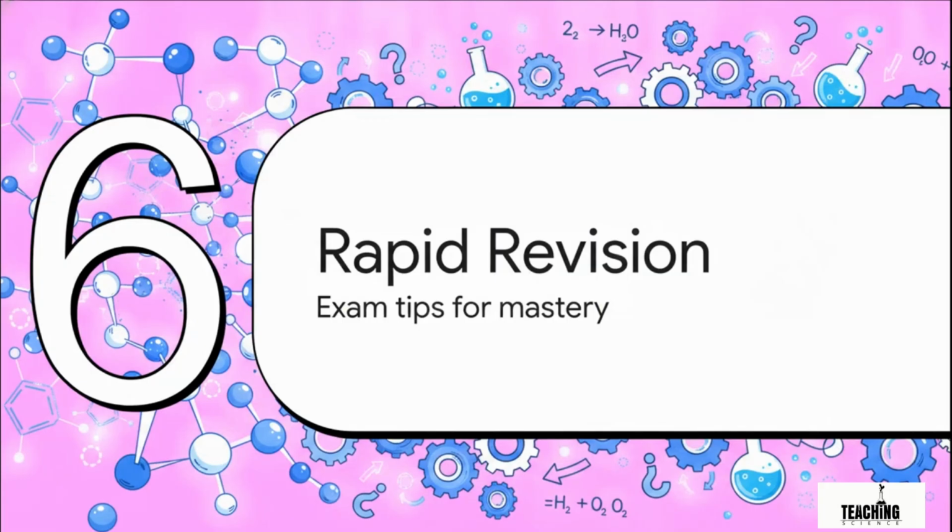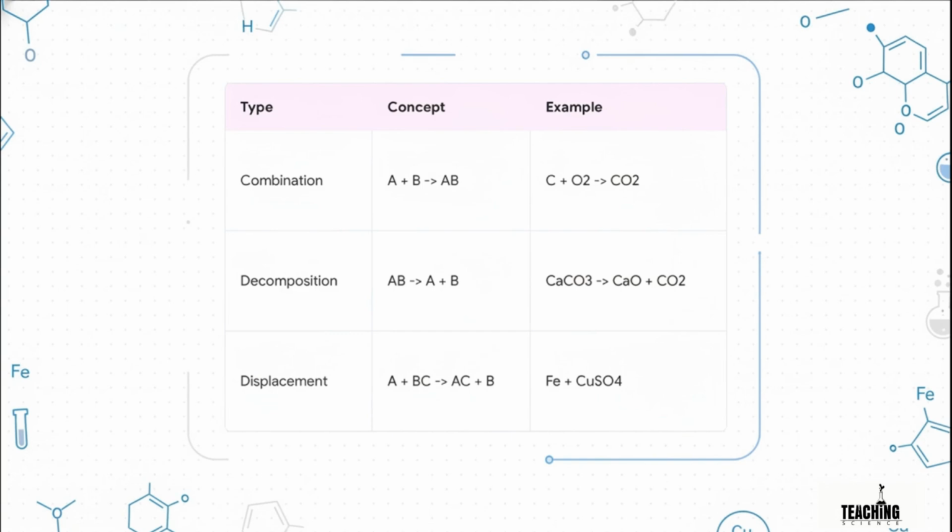All right, we made it to Section 6, Rapid Revision and Exam Tips. Let's move to the final mastery phase and see how all this builds together. You've absorbed the core concepts today, now it's time to lock them in for the boards. Check out this incredibly clean revision formula box. Honestly, take a mental snapshot of this right now.